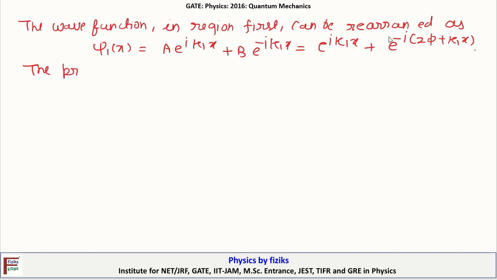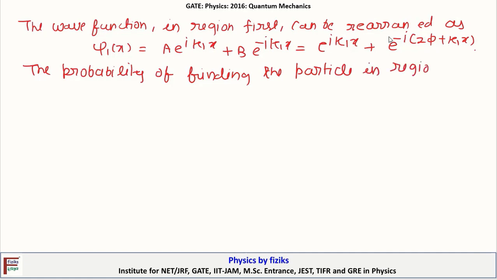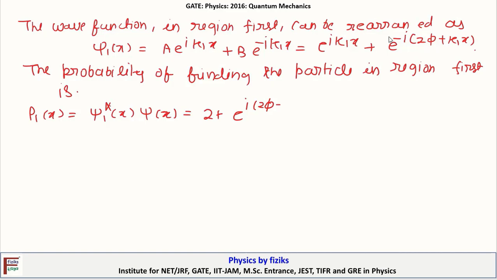The probability of finding the particle in region first is P1 of x equals psi star of x into psi of x, which equals 2 plus e to the power i (2 phi plus 2 k1 x) plus e to the power minus i (2 phi plus 2 k1 x), which can be written as 2 plus 2 cos (2 k1 x plus 2 phi).